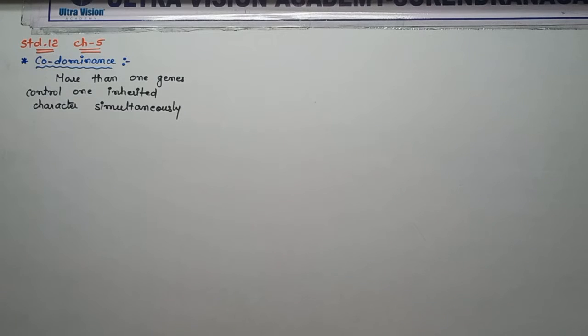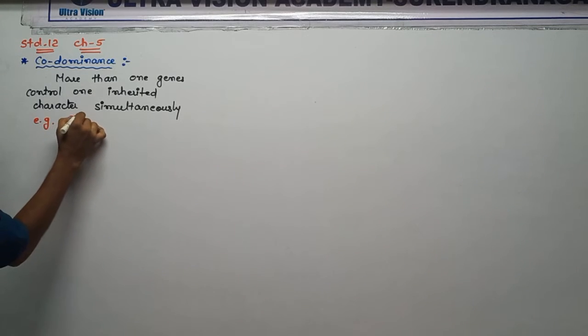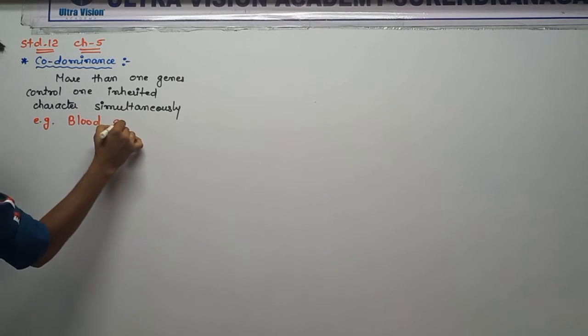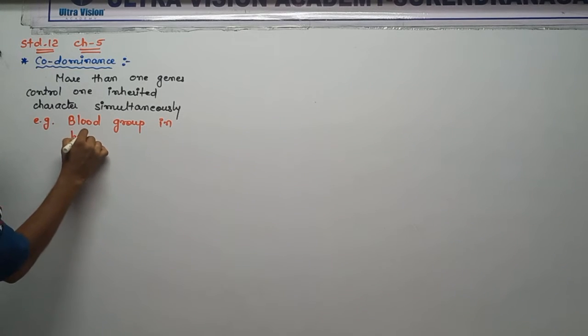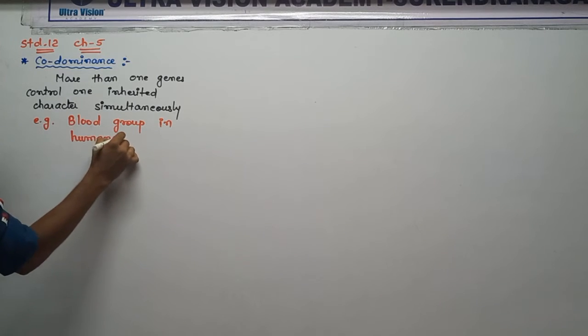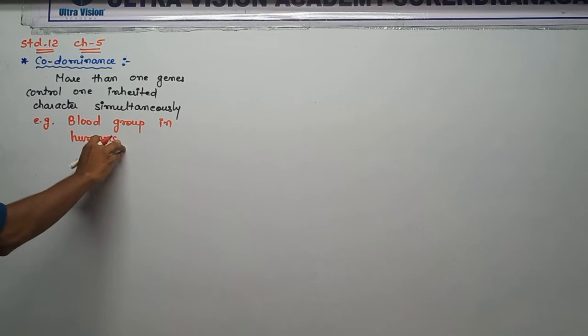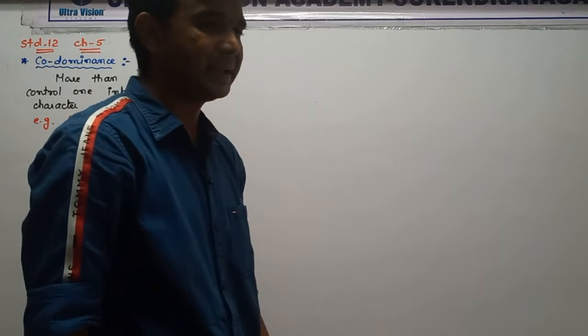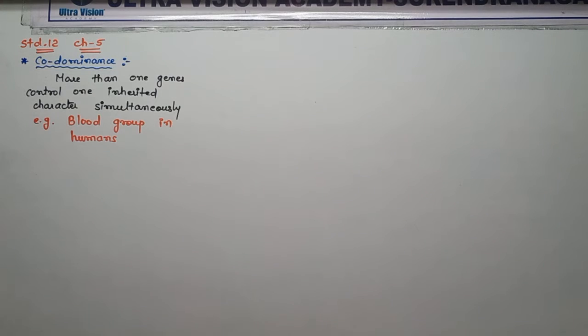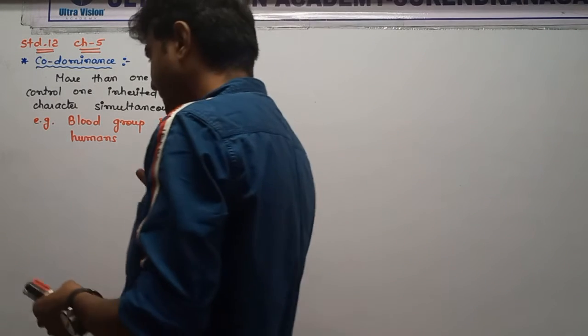For example, human blood group. Fine. As you know, blood group is inherited in human beings. So here two genes are there.